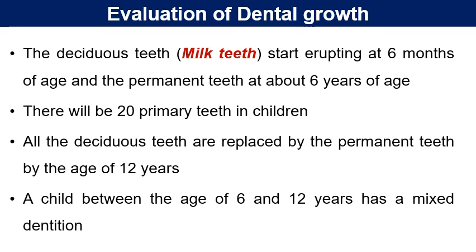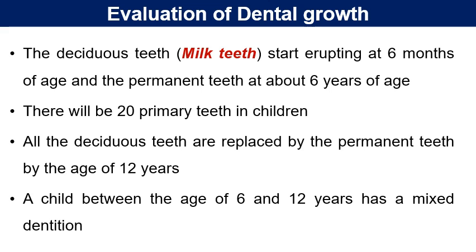If you want to evaluate the dental growth, first of all we must understand the different types of teeth the child develops. In the beginning stages, before the permanent teeth erupt, the child will have a kind of teeth called milk teeth or deciduous teeth, which start erupting at 6 months of age, and the permanent teeth we can expect at about 6 years of age. There will be 20 primary teeth, or milk teeth, or deciduous teeth, otherwise called baby teeth, totally 20 in number.